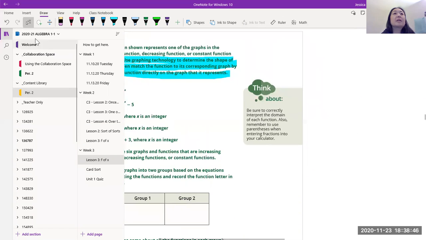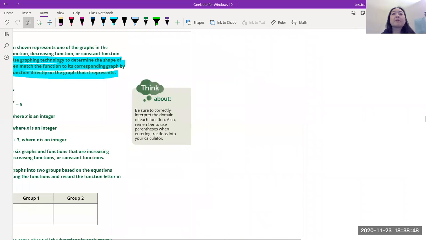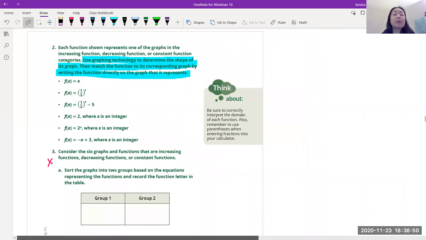Now we're going to take a look at, let me see if I can do this. So we're going to use Desmos. If you have not downloaded that app yet, make sure you do. And so what we're going to do is use the graphing technology, Desmos, to determine the shape of its graph, right? And then we're going to match the function to its corresponding graph by writing the function directly on the graph.